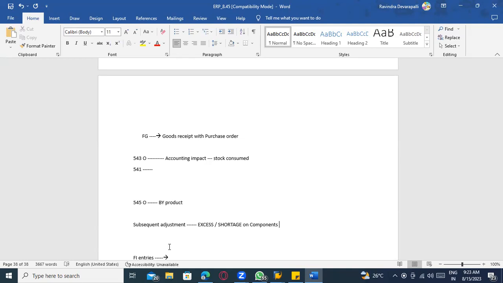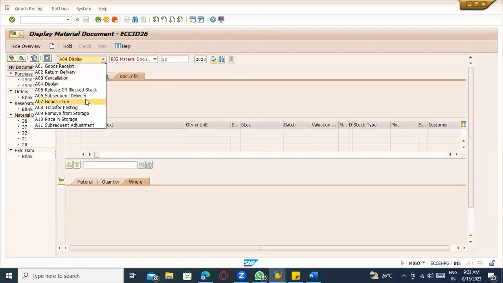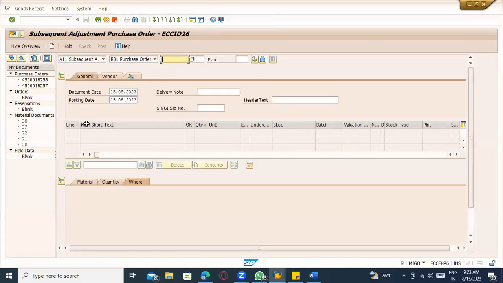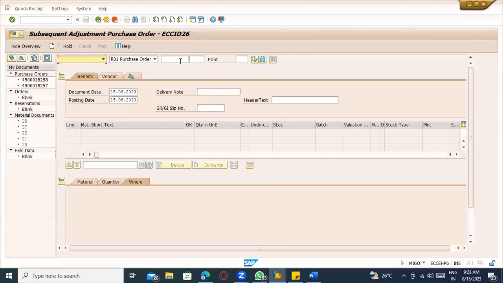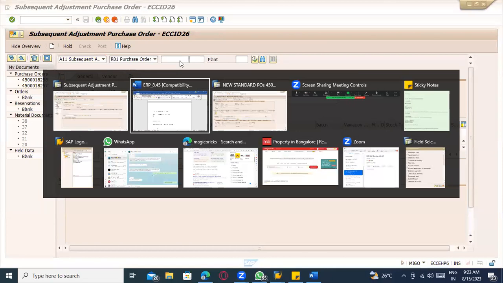Yes, excess quantity and shortage quantity. If there is a shortage, then I have to send more. And if there is excess, then they will send it back. That is how we can do it by using the subsequent adjustment. You can see the subsequent adjustment here in MIGO. Go to MIGO, subsequent adjustment, enter the purchase order.